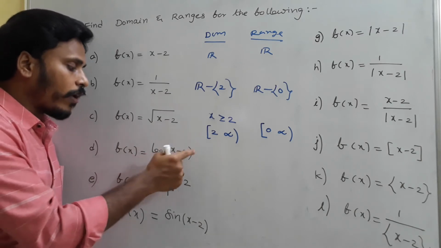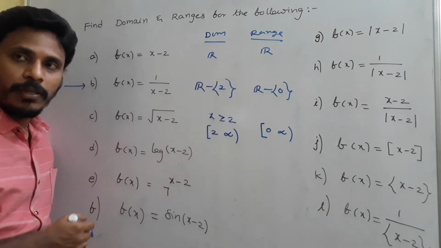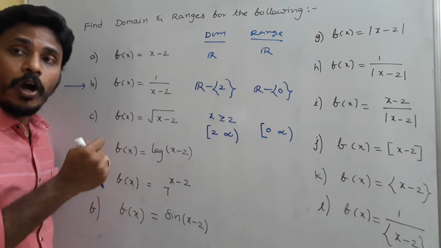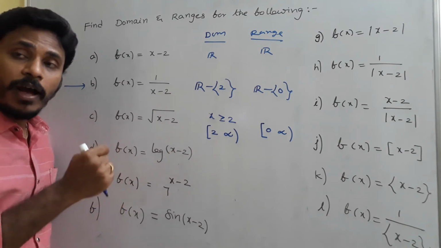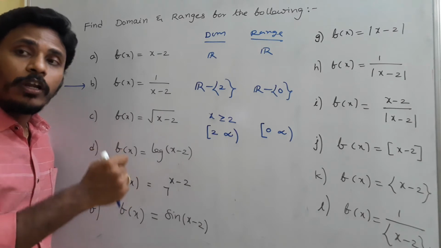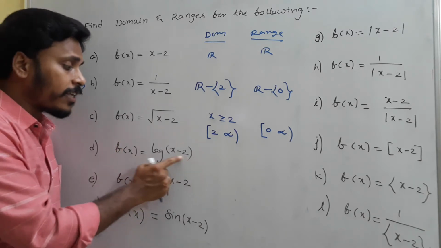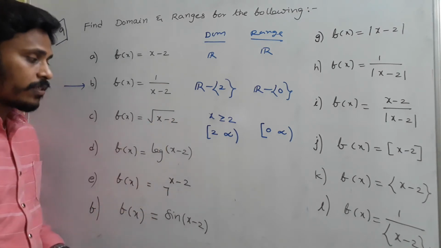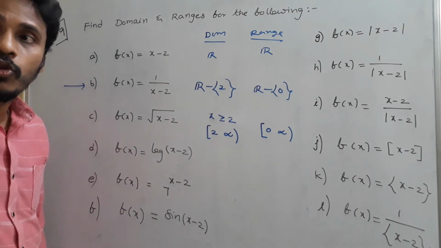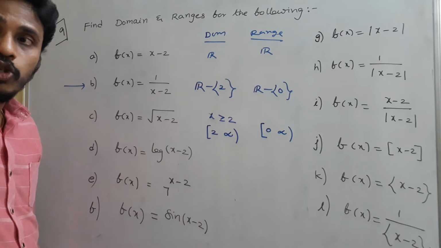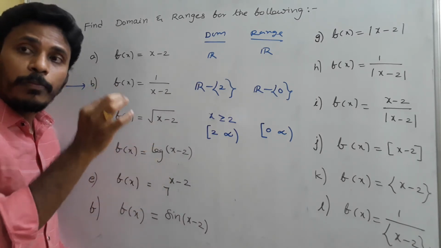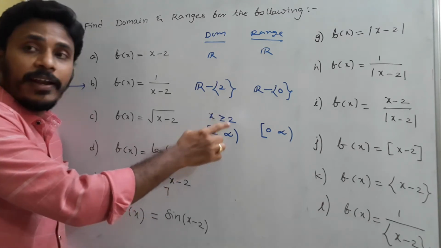See, logarithm of x minus 2 base anything. Okay, leave about the base since it is x minus 2. As per the definition of logarithm, logarithm exists only for positive values. See, this x minus 2 should be positive. Okay, as we discussed in the previous case, since we say that x minus 2 is a positive number, x should be greater than 2.